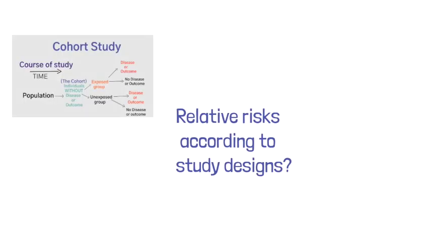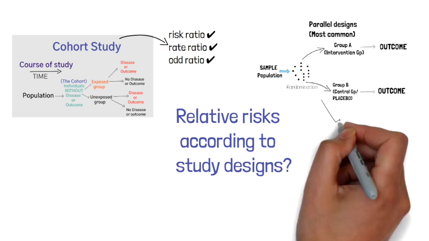As the incidence of any outcome, like death or any disease, is known among the exposed and the unexposed group, all three measures of relative risk, that includes risk ratio, rate ratio, and the disease odds ratio, can be calculated from cohort studies. Risk ratios and rate ratios can also be derived from randomized controlled trials.